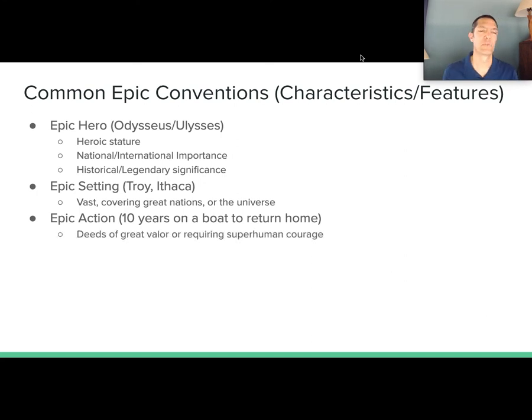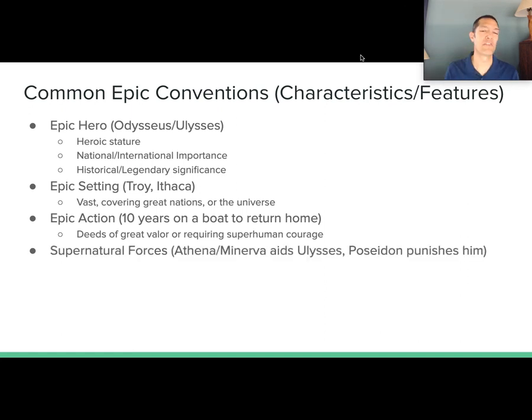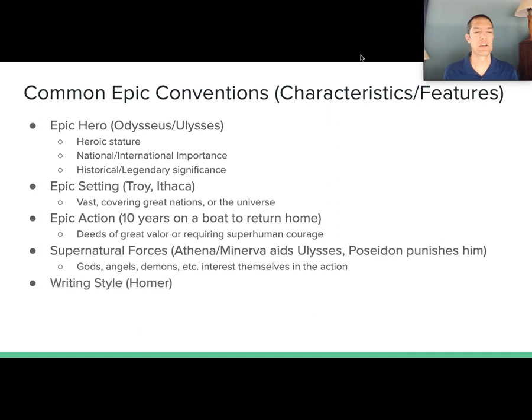Deeds of great valor. I will warn you that there's a couple of particular scenes that get really bloody in this book, so just be wary of that. Supernatural forces: you have gods that are helping him or punishing him. So the idea is that things are not 100% in your control, right? And then, like we said, everything is so simple, yet it seems so important.